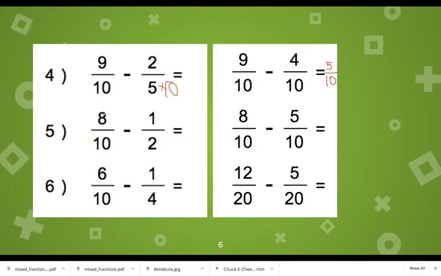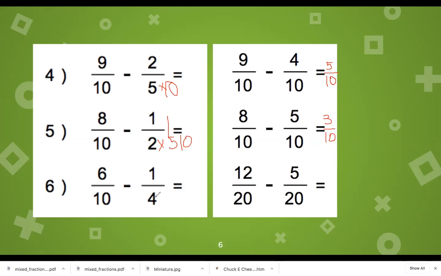And then, so coming down here, 8/10 minus 1/2. Our common denominator between the two is 10, because 2 times 5 is equal to 10. And so 1 times 5 is 5. So 8/10 minus 5/10, 8 minus 5 is 3. And then 10, we just leave at the bottom.